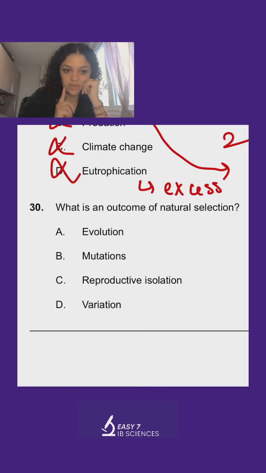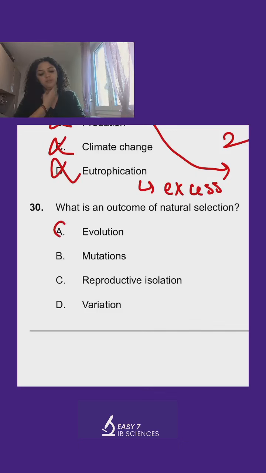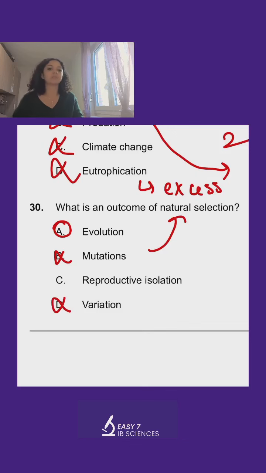Okay, a lot of people are saying A, evolution. Nice. So why is mutations wrong? Mutations cause natural selection. Why? Because mutations allow for variation, and this variation allows for natural selection.